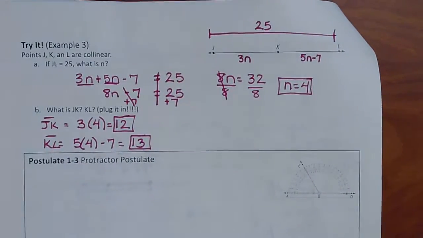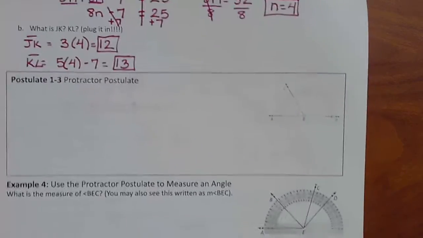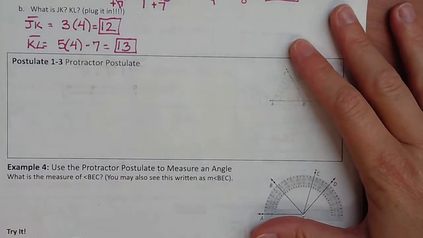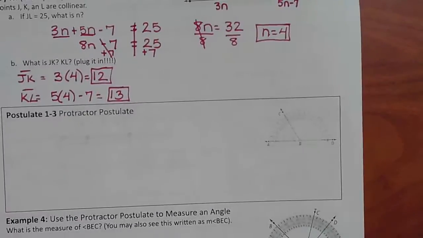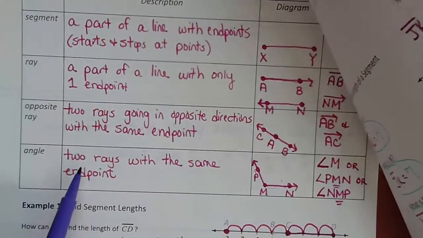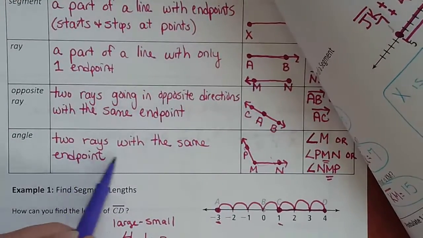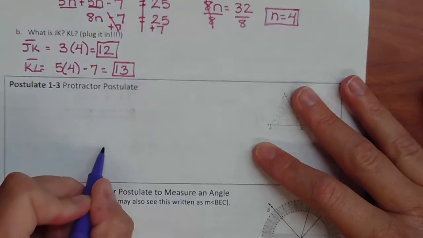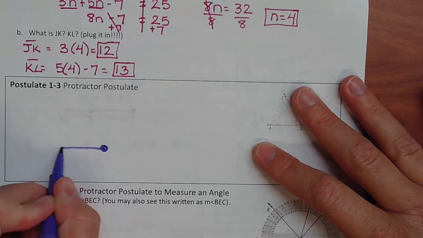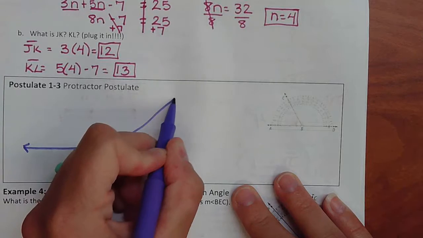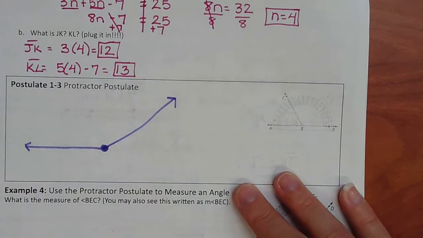So for example, I want to show you how you would do it if we had to in the old school days. Angles, just as a quick refresher, are two rays with the same endpoint. So like here's a ray, here's an endpoint, there's a ray, here's an endpoint, here's a ray.